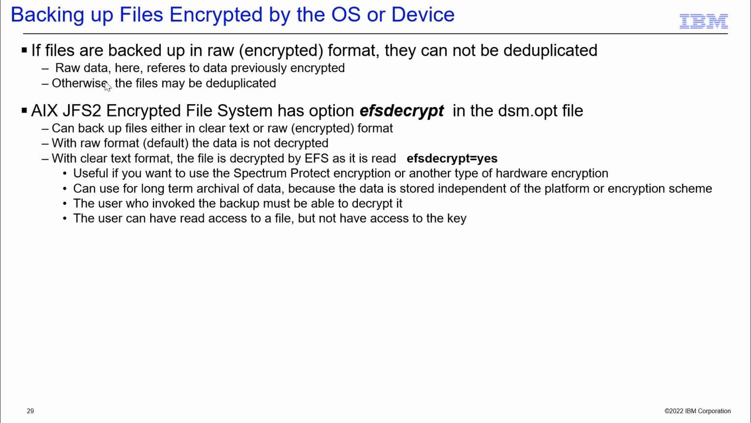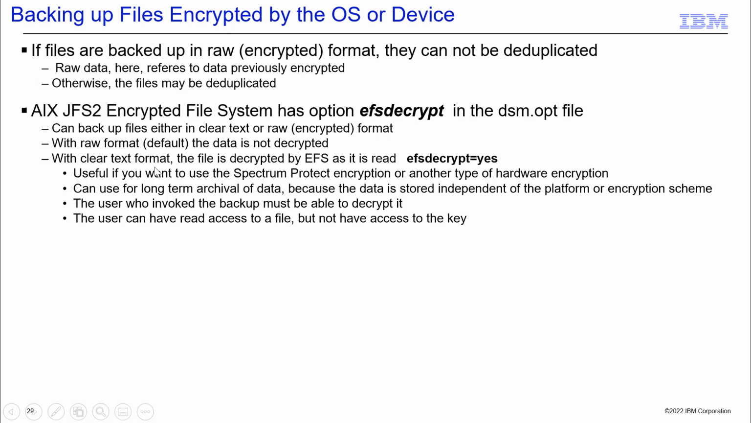Now, if it is an AIX JFS2 encrypted file system, there is an option in Spectrum Protect called EFSDECRYPT, and that is set in the dsm.opt file. And that allows you to back up files either in clear text or the raw encrypted format. And with the raw format, which will be your default, the data will not be decrypted before it's sent to Spectrum Protect to be backed up.